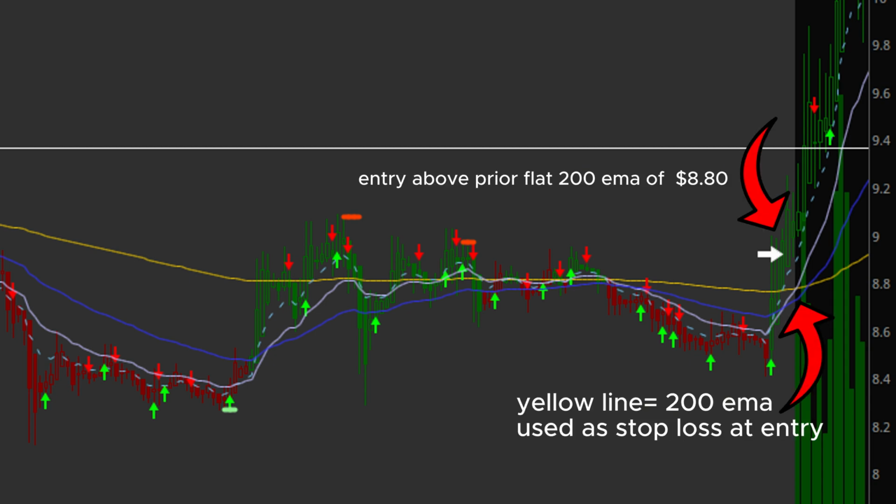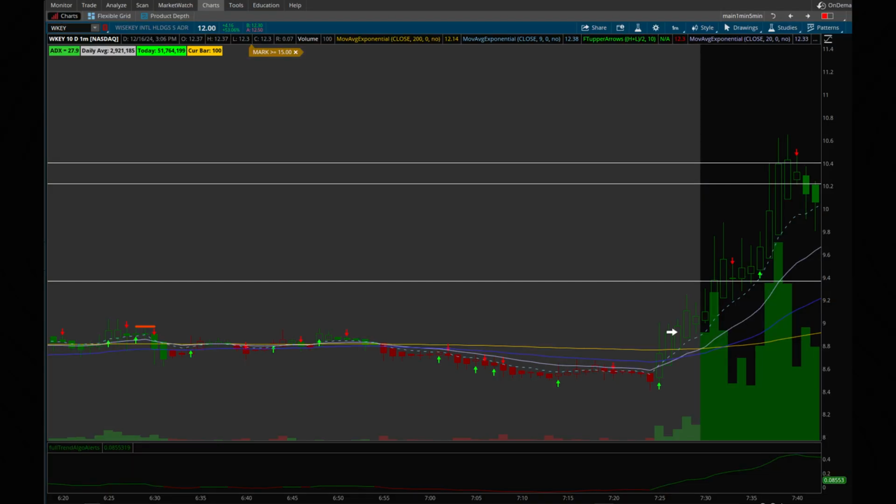Now, using the 200 EMA as your initial stop loss ensures that you're trading with clear, defined risk. For WKEY, the flat EMA at $8.80 during pre-market made it the critical level to watch. So my game plan was to wait for price to reclaim that $8.80 and prove it as support before considering an entry. At 7:27 a.m., just before opening bell, WKEY gave us the exact setup we were looking for. Price reclaimed the 200 EMA at $8.80 with strong buyer volume, confirming the reversal. This was the signal to act on.